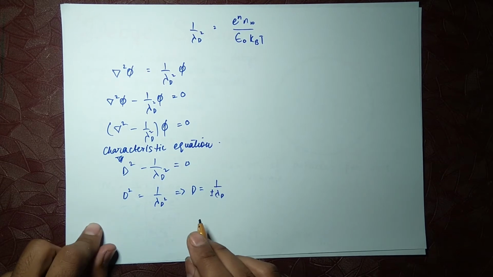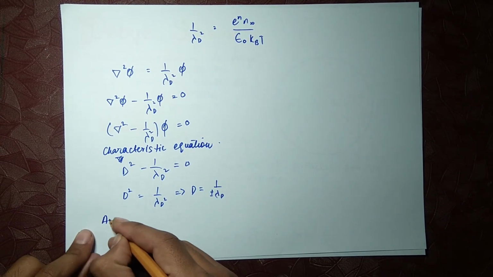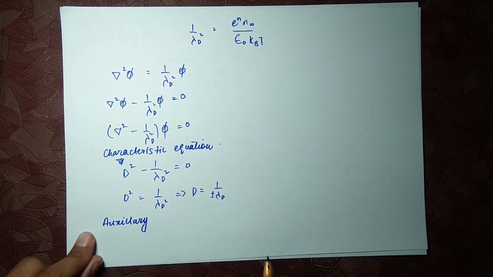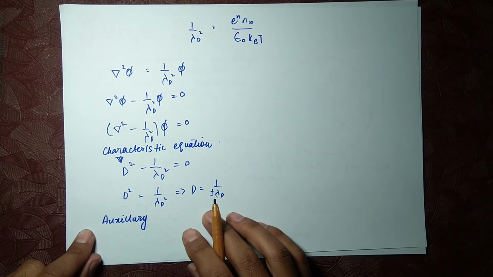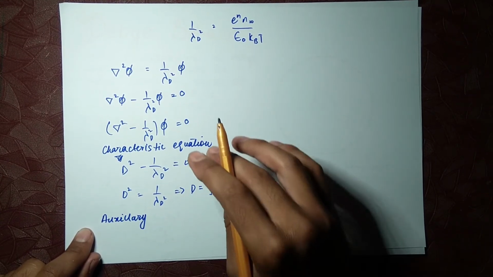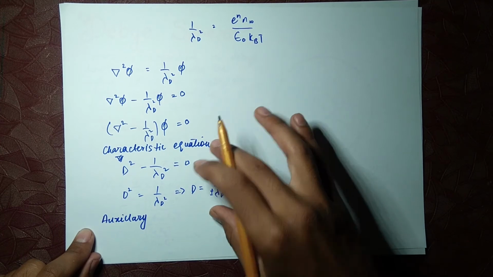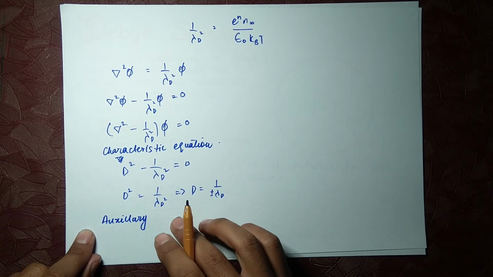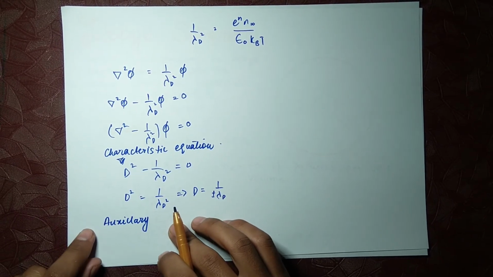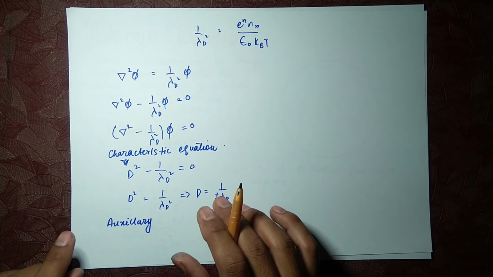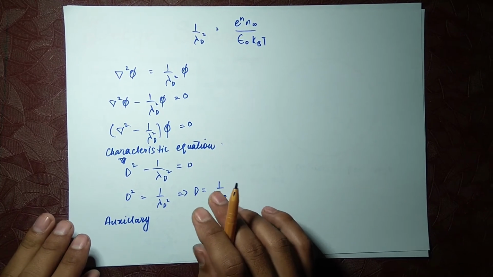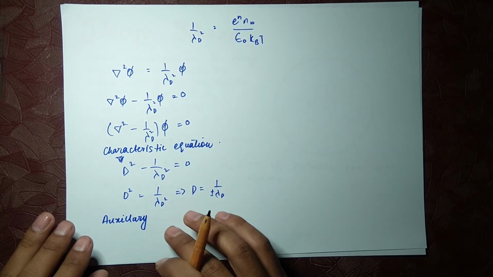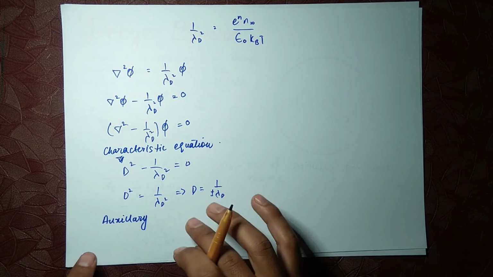So now for this characteristic we have an auxiliary equation. You might have studied partial differential equations and ordinary differential equations. The terms I'm using here, characteristic equations and auxiliary equations, you must understand from ordinary differential equations. What are ordinary differential equations? For these we have characteristic equations and auxiliary equations, and we have to understand them before.